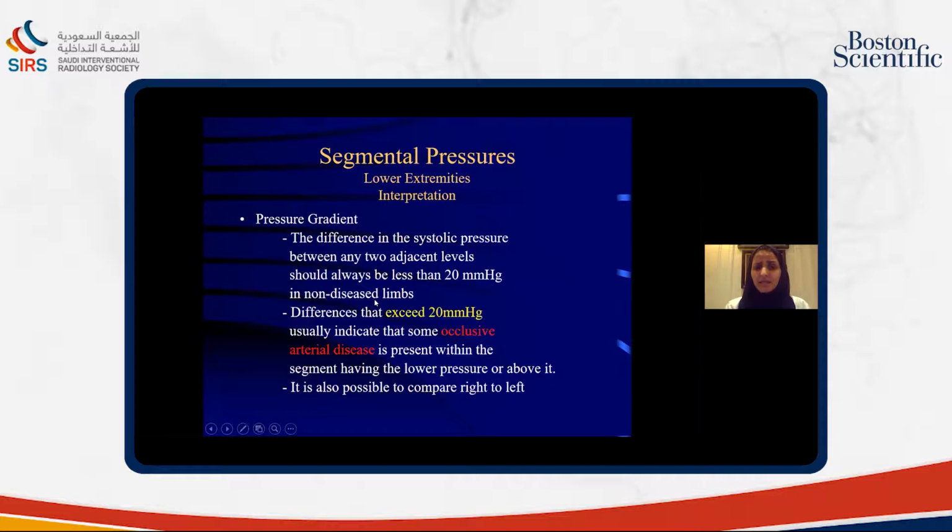Pressure gradients. The difference in the systolic pressure between any two adjacent levels should always be less than 20 millimeters of mercury in non-diseased levels. Differences that exceed 20 millimeters of mercury usually indicate that some occlusive arterial disease is present within the segment having the lower pressure or above it. It's always possible to compare right to left.